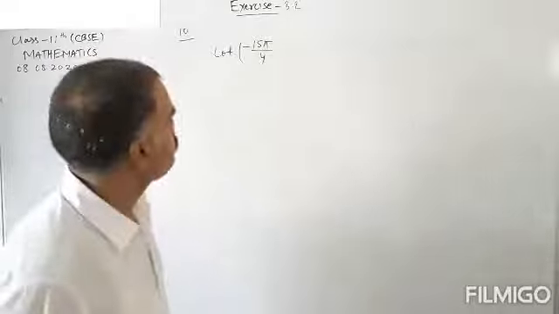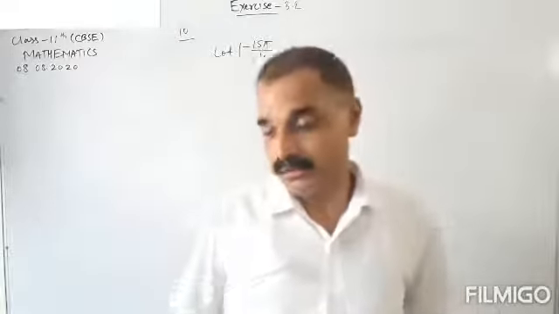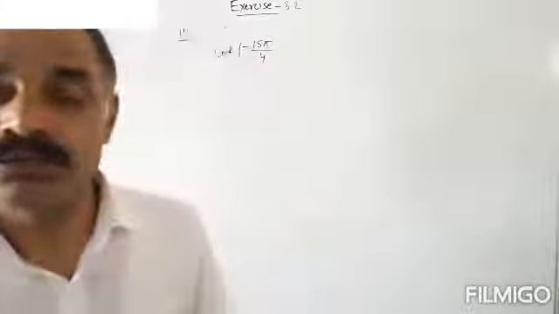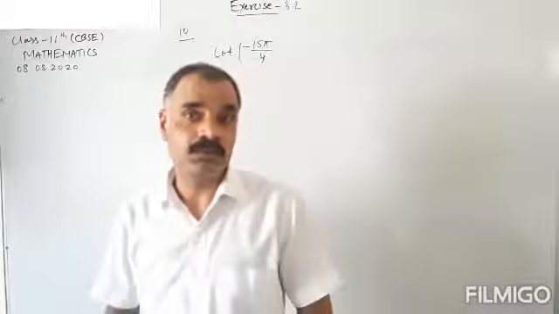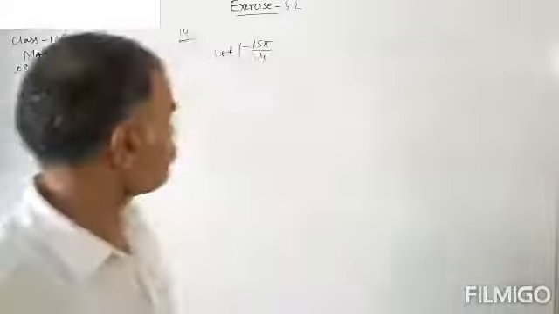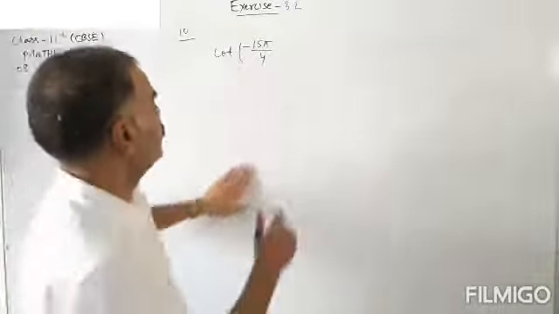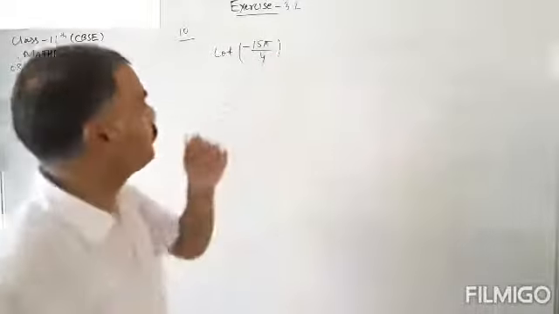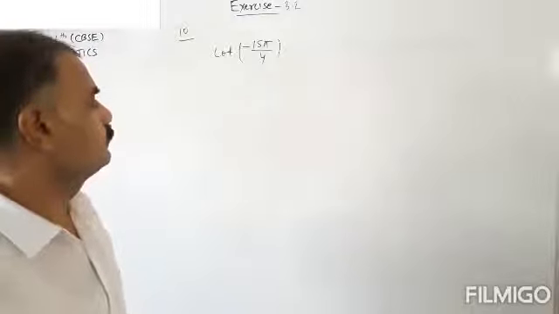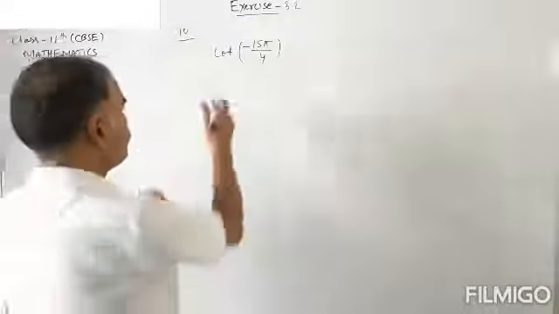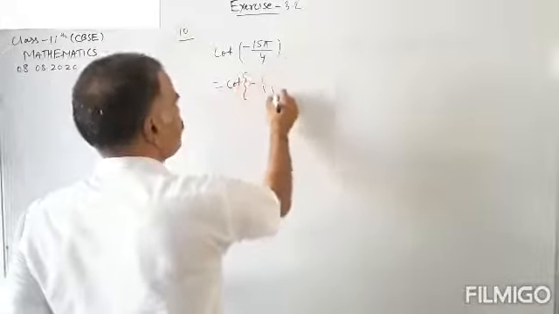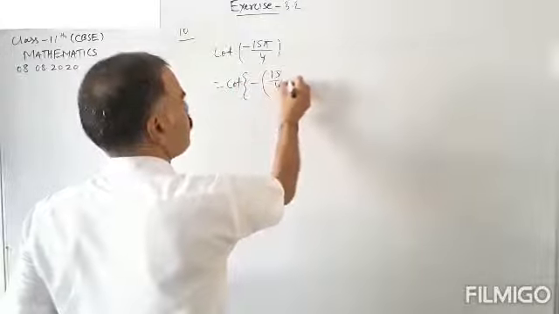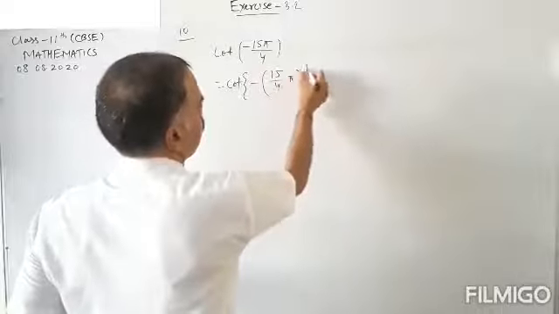So you have to find the value of this, cot of minus 15 pi upon 4. Okay, so let us forget the sign. Cot of 15 upon 4 into pi.